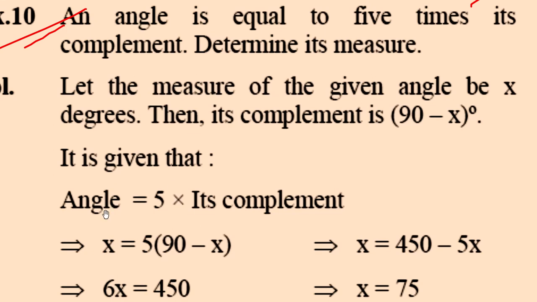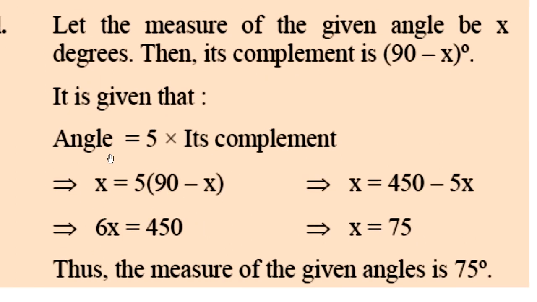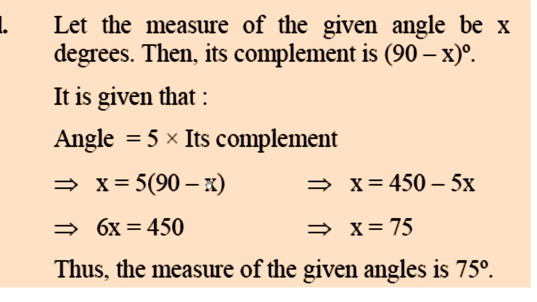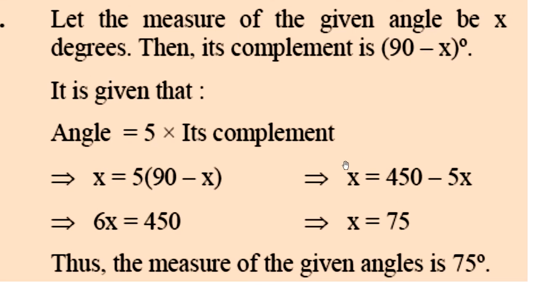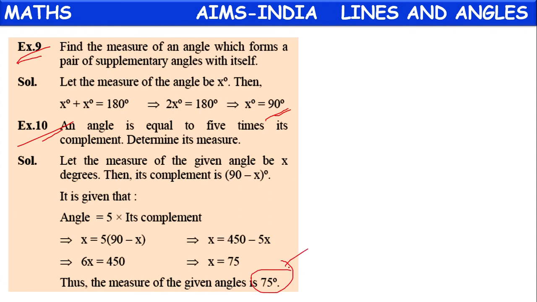It is given that the angle equals 5 times its complement. So x equals 5 times (90 minus x). x equals 5 into 90, 450, minus 5 into x, 5x. 5x will come this side. 5x plus x, 6x equals 450. x equals 450 by 6, which is equal to 75. So the angle is 75.